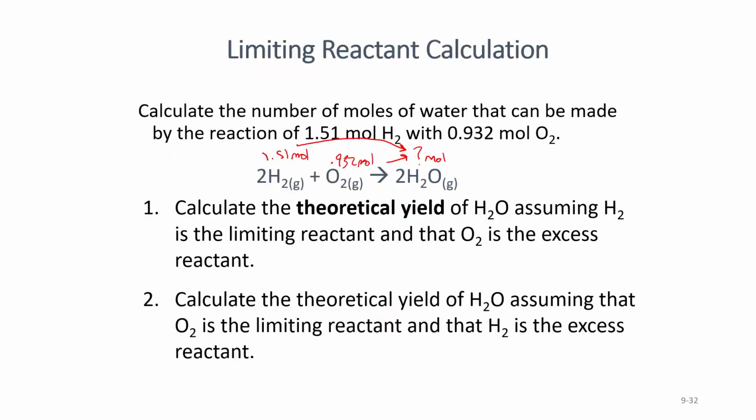So same thing with this. We convert moles of this to the product, moles of this to the product. Whichever one produces the least amount, that's the amount that is our theoretical yield.